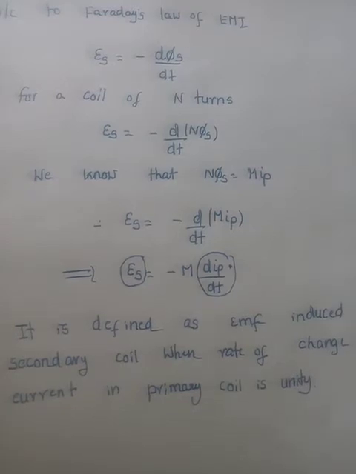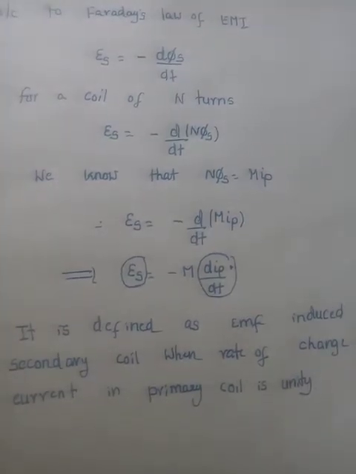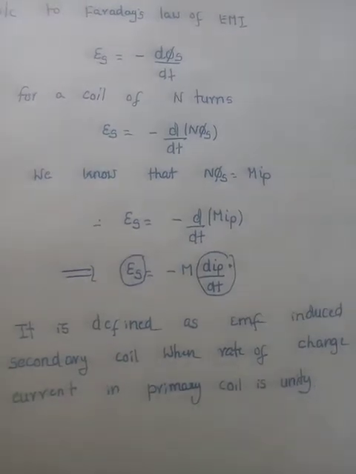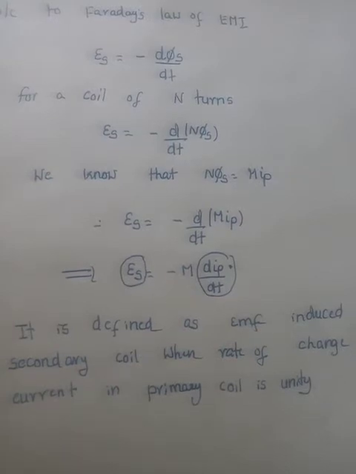Mutual inductance. So what is the difference between self-inductance and mutual inductance? If the EMF is induced in the same coil due to change of flux or change of current, it is called self-induction. If the EMF is induced in a coil due to change of current in another coil, it is called mutual induction. That is the difference between self-induction and mutual induction.